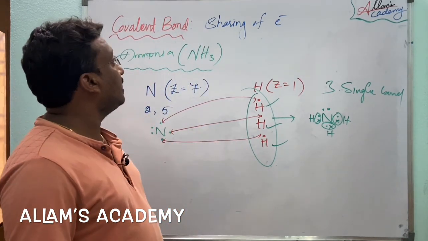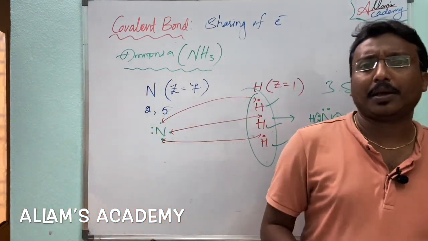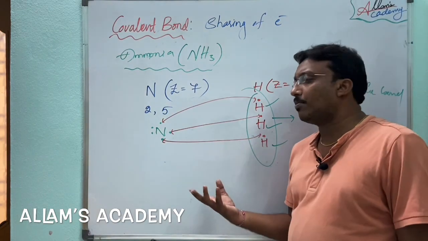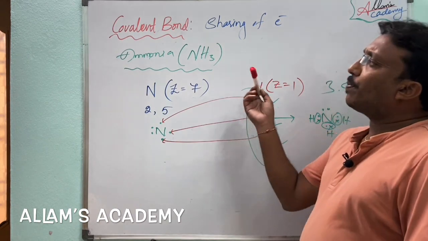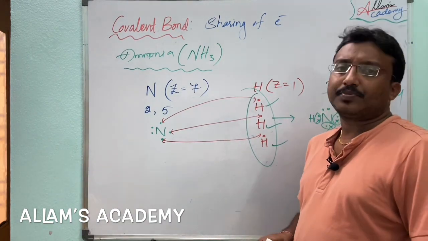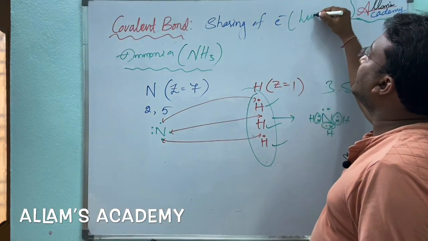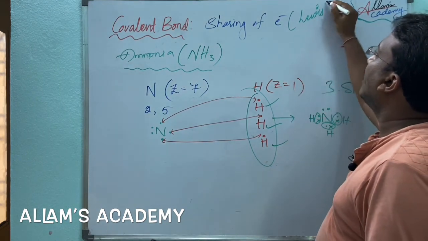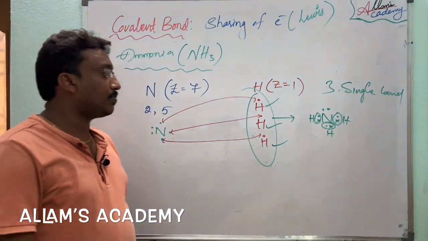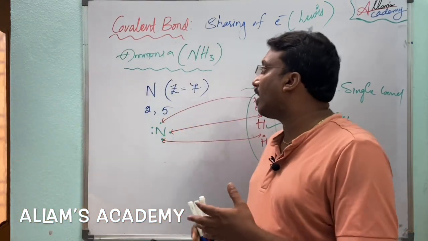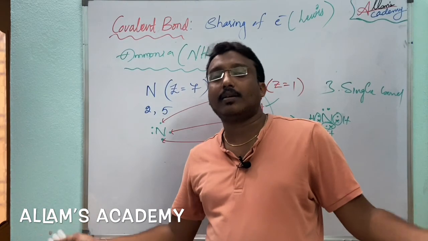Got it? This is about the covalent bond. You have many examples. Practice many examples to get perfection. Sir, who proposed this covalent bond? This covalent bond was proposed by Lewis. Lewis proposed the covalent bond. A covalent bond takes place by the sharing of two electrons between two atoms.